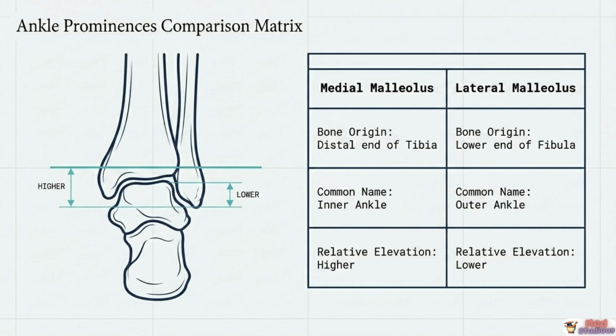This difference in height is clinically critical. The lower lateral malleolus provides less bony stabilization to the lateral ankle, which is why lateral ankle sprains, injuries to the lateral ligaments, are 4 to 5 times more common than medial ankle sprains. The Ottawa ankle rules use tenderness over both malleoli to determine whether ankle x-rays are needed after trauma.